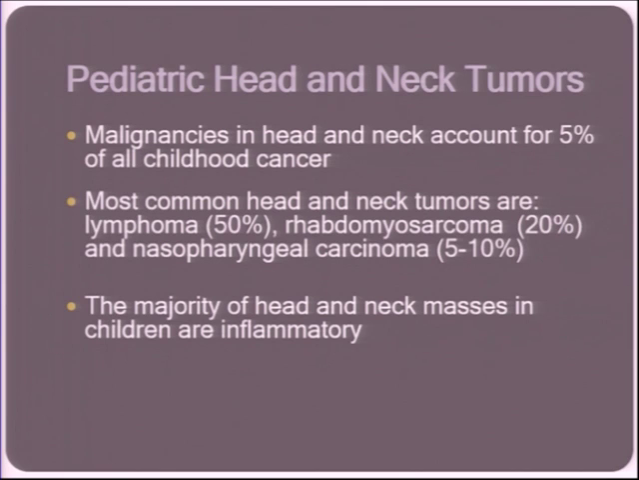What I'd like to do over the next 30 minutes is we'll look in detail at the imaging findings for these common malignant tumors, and then more quickly go through the less common tumors. And I'd like to take a case-based approach which will allow us to look at both typical and atypical presentations for these lesions. We're also going to keep in mind that the majority of head and neck masses in children are inflammatory, and I'll try to point out examples where there may be overlap between benign and malignant disease.